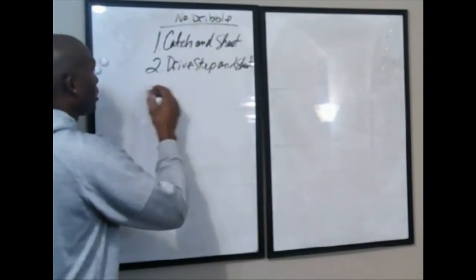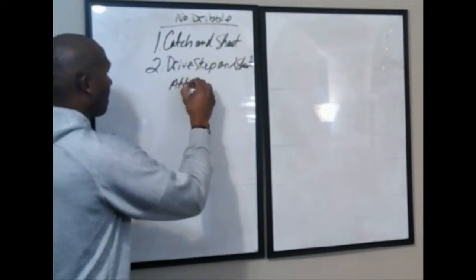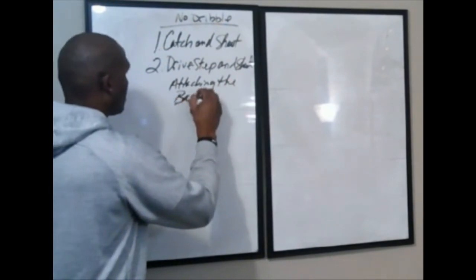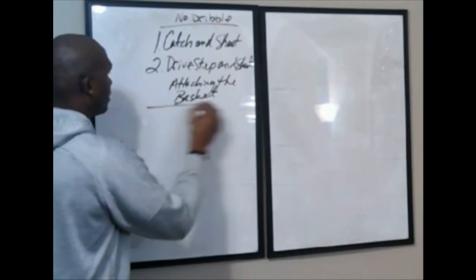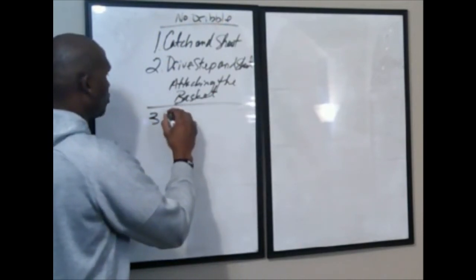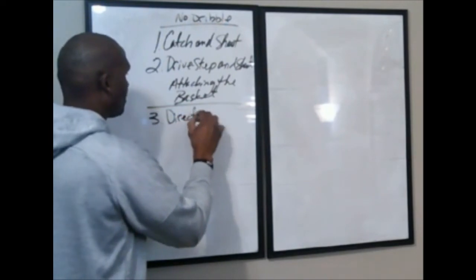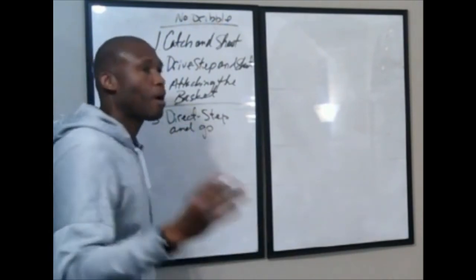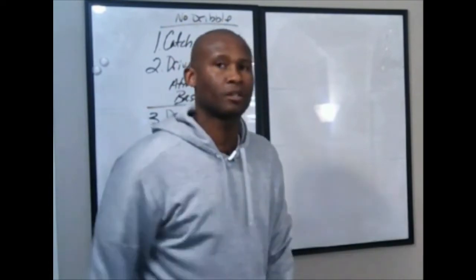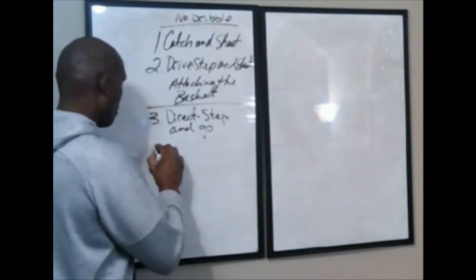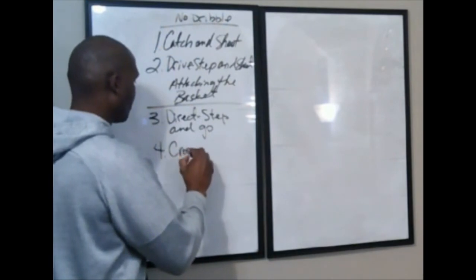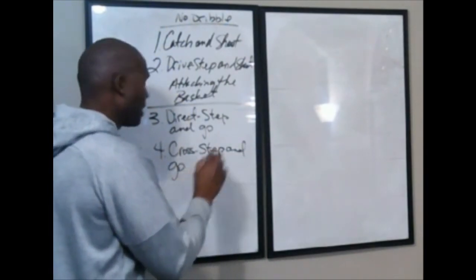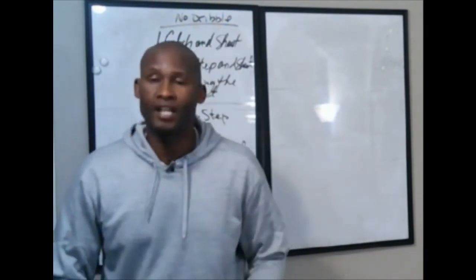3 and 4 include attacking the basket. And they are simply, you do what we call a direct step and go. Ball in your right hand, your right foot goes directly to the basket. Number 4 is called cross step and go. Keeping it simple, ball back in your right foot, but now your left foot is the drive step foot.